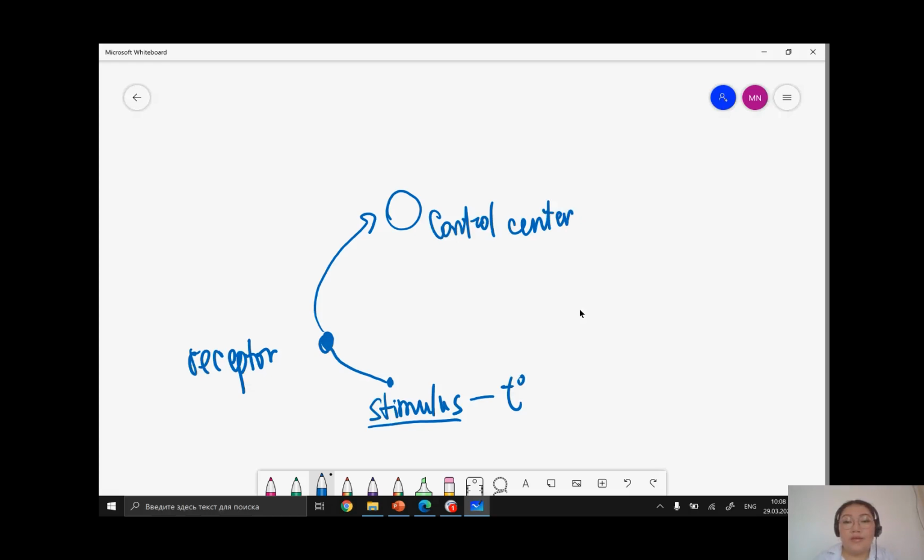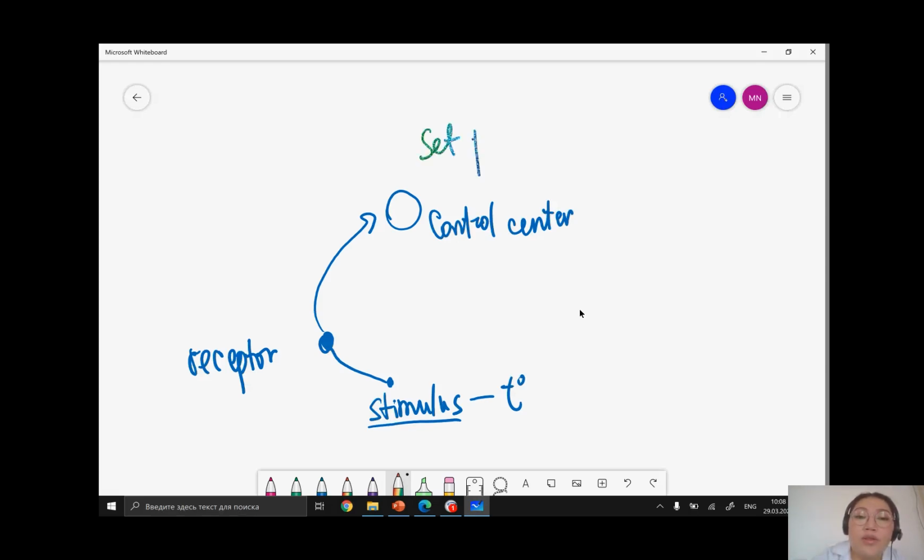Okay, the control center, in most common cases, it's the CNS, the central nervous system. It could be the brain or spinal cord. The control center does one thing: the function is comparison. The control center has a certain value for this stimulus. For example, for temperature, in our control center, the hypothalamus in our brain, we have a certain value that we call the set point.